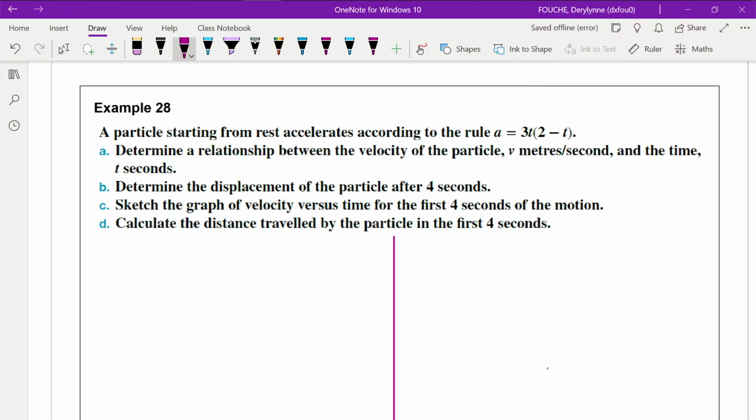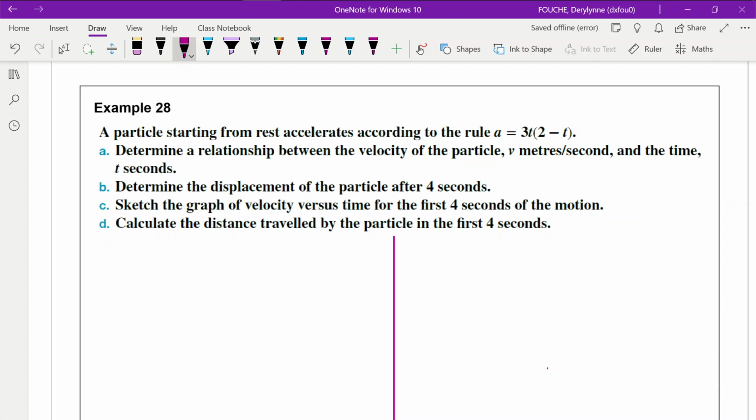This question illustrates very clearly the difference between displacement and distance when you are working with integrals. It's really important that you have that distinction very clear in your head so that you don't make errors through misunderstanding what the questions are asking.